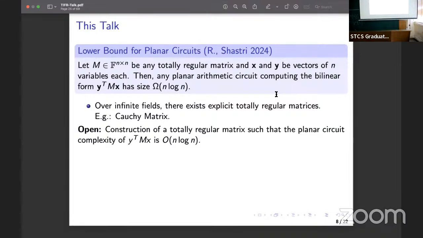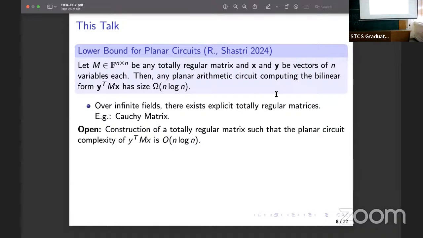So this is a lower bound. A natural question to ask is, is there a matching upper bound? There is no known construction of a totally regular matrix such that there is a planar circuit computing this bilinear form with size order n log n. We are just able to show the lower bound. There is no known upper bound as far as we know.